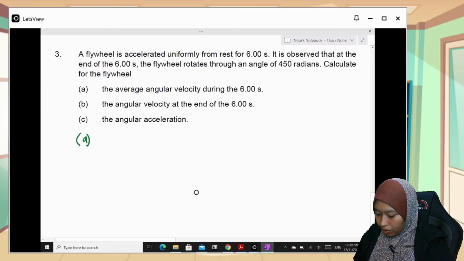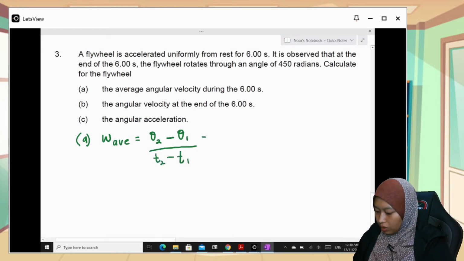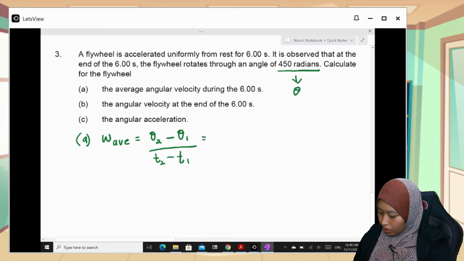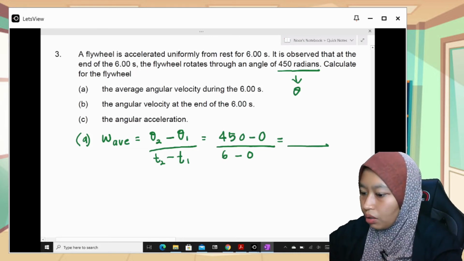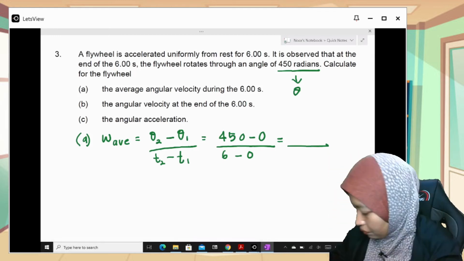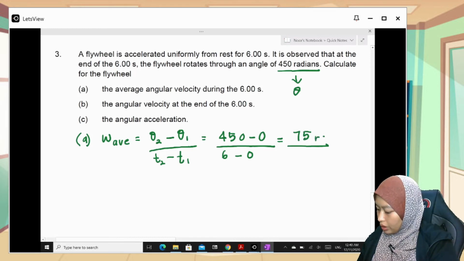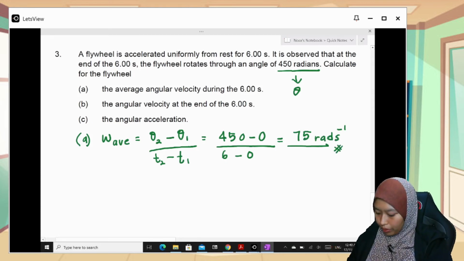Number A, average angular velocity. Omega average is actually theta 2 minus theta 1 over t2 minus t1. The question already gives us theta 2, which is 450, minus 0, divided by 6 minus 0. So we get 75 radian per second. Remember, the unit is radian per second for omega average.